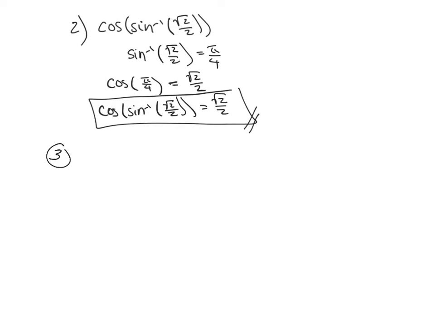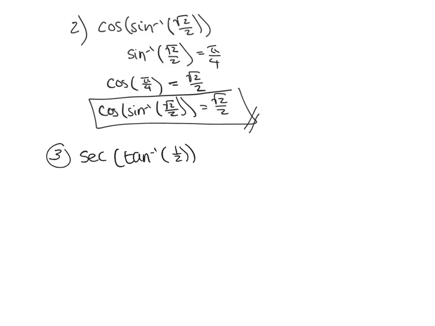So for problem 3, we are going to have secant of tangent inverse of 1/2. Now, taking a look at this, 1/2 is on the unit circle, but only for sine and cosine, not for tangent. So that's giving me the hint that I have a composition of functions, an inverse on the inside, and something that I don't recognize on my unit circle.